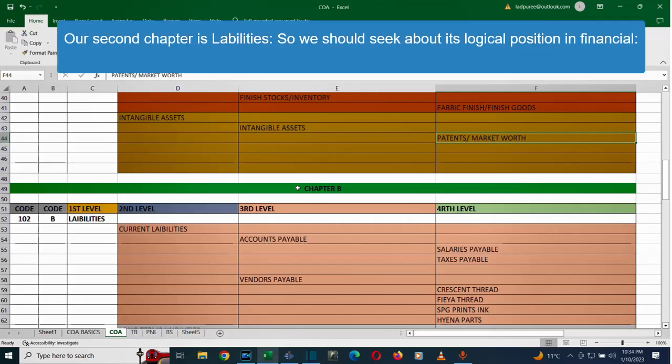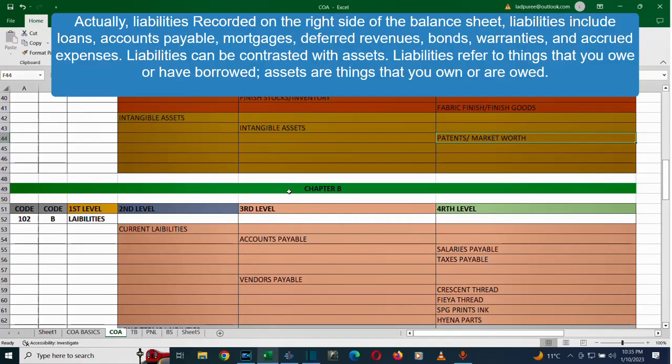Dear viewers, our second chapter is liabilities. So we should seek about its logical position in financials. Actually, liabilities are recorded on the right side of the balance sheet. Liabilities include loans, accounts payable, mortgage, deferred revenues, bonds, warranties, and accrued expenses.